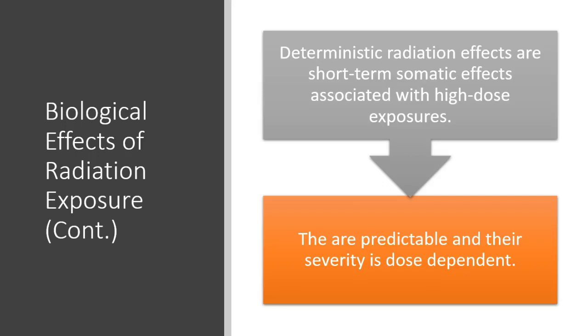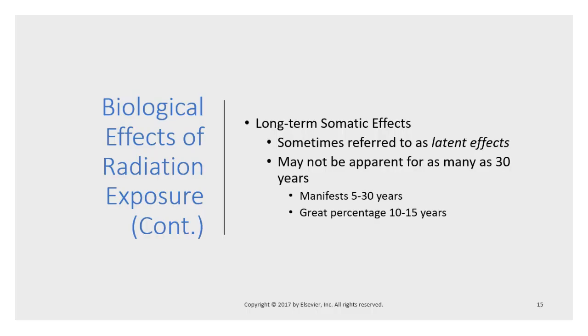So if we look at the biological effects of radiation exposure, deterministic radiation effects are short-term somatic effects associated with high dose exposures. They are predictable and their severity is dose dependent. So we know what's going to happen with certain amounts of radiation in the short term and in the long term. And they can fluctuate depending on how much the patient did receive.